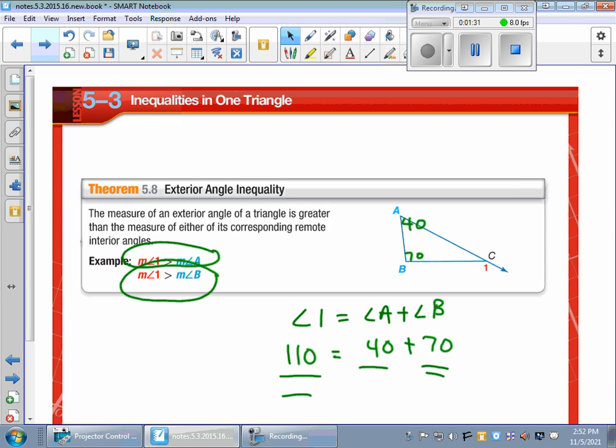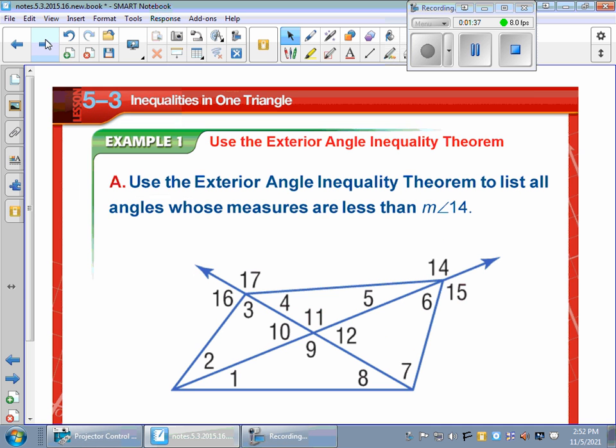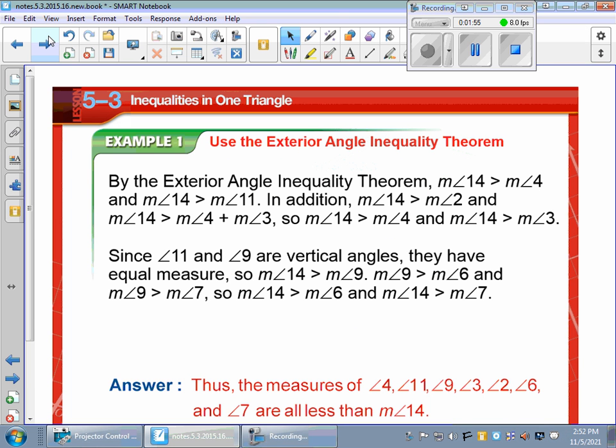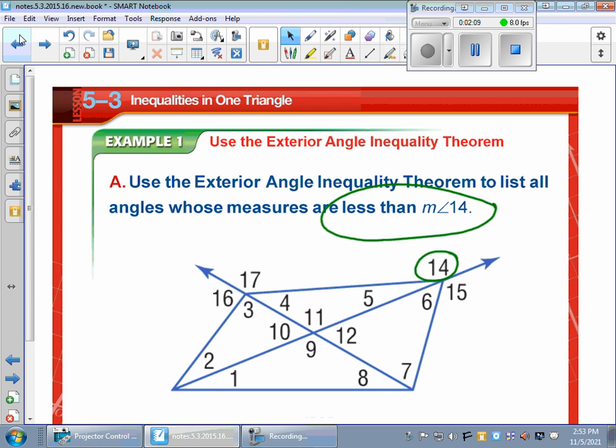And so that's what we're doing today, breaking down that concept. If you didn't remember that from before, you've got to try to apply that now. This side says, use the exterior angle inequality theorem to list all angles whose measures are less than the measure of angle 14. So angle 14 is an exterior angle over here. I will give you the answers on this slide, give you a chance to read through them and see if that makes sense to you. So read through that, and we can go back and take a look at the picture here.